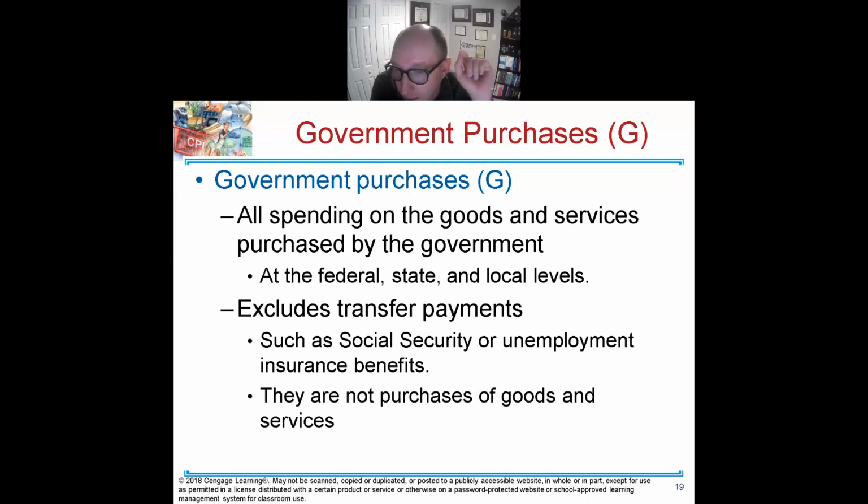Unemployment insurance, the government has nothing to do with that. Unemployment insurance is paid by your employers, contributing to the Unemployment Insurance Benefit Fund. Okay? So Social Security and unemployment, those are not funded by the government. They are funded by your employers and you, the employee. So therefore, those are not included in government purchases. Makes sense. The government just manages that stuff, but they don't contribute to it.